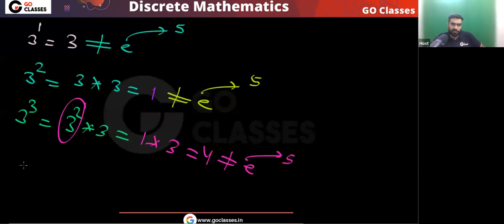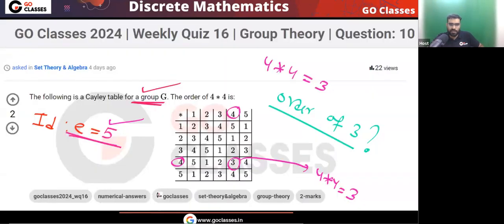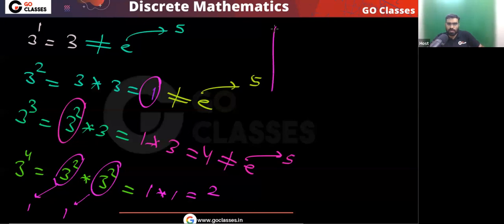Okay, what about 3 power 4? You can do it like this: 3 power 2 star 3 power 2. What is 3 power 2? That is 1. So that will be 1 star 1, because 3 power 2 is equal to 1. So what is 1 star 1? 1 star 1 will be 2.